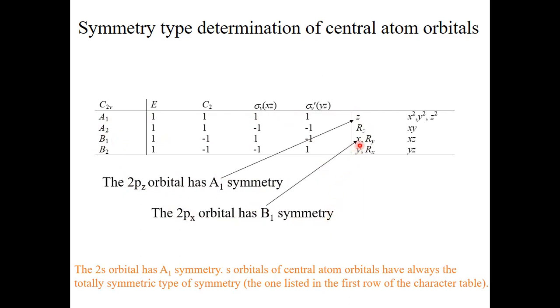Finally, we want to look at the 2p orbital. We see the letter Y here in the line for the symmetry type B2, and therefore we know that the 2py orbital has B2 symmetry.